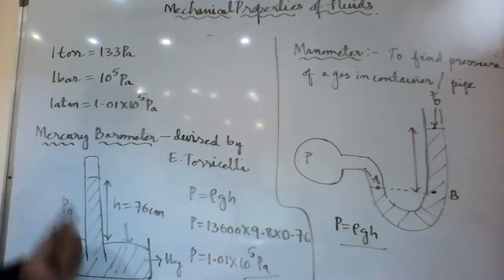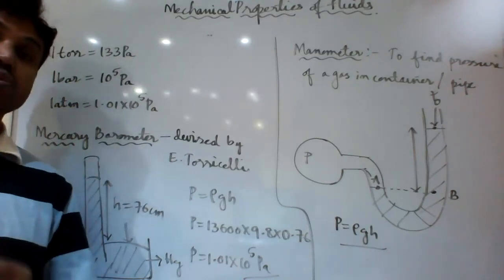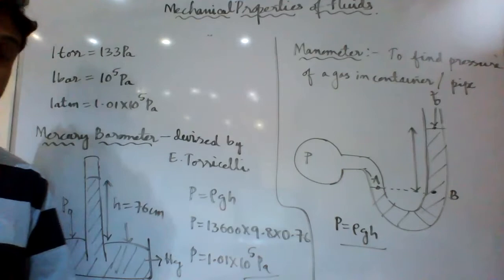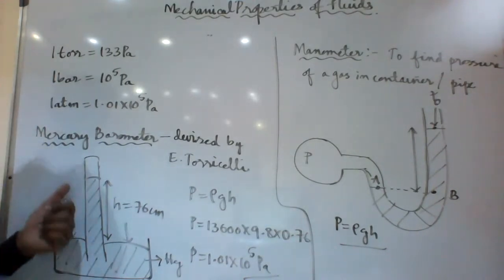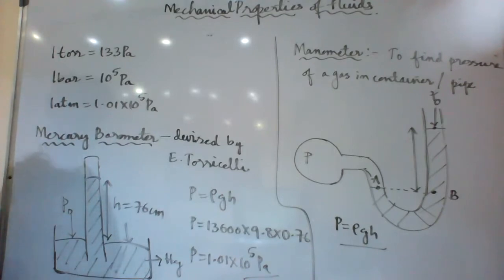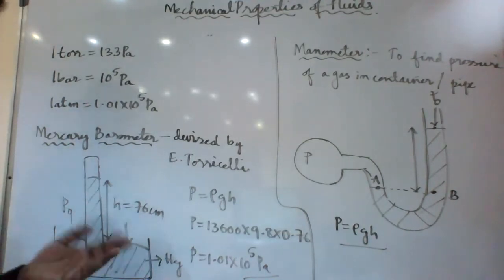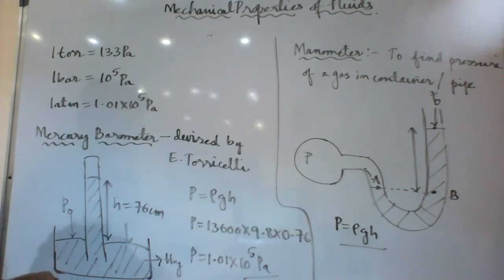Next is the mercury barometer. A mercury barometer is a device used to measure atmospheric pressure. This was devised by Evangelista Torricelli. Here we use mercury and a 1 meter long tube, and there is a vessel. We take the tube, fill it completely with mercury up to the brim, and invert it into the vessel. When you invert it into the vessel, the whole mercury should come down, but that is not happening.